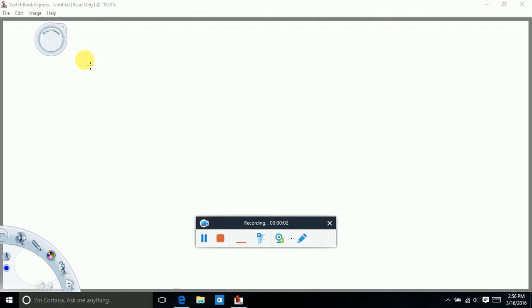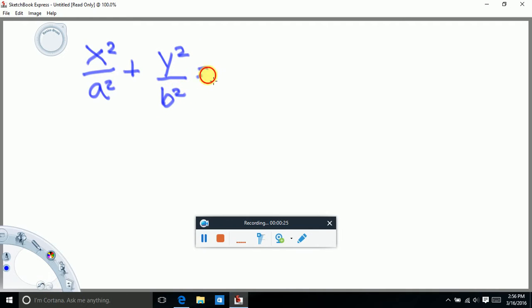Alright, this is the continuation of the lecture on the ellipse. So if you remember from the previous lecture, the equation of an ellipse is modeled by the following: x squared over a squared plus y squared over b squared equals 1.